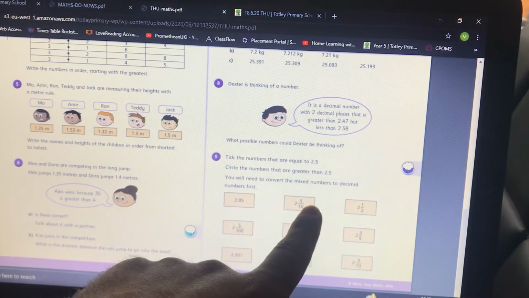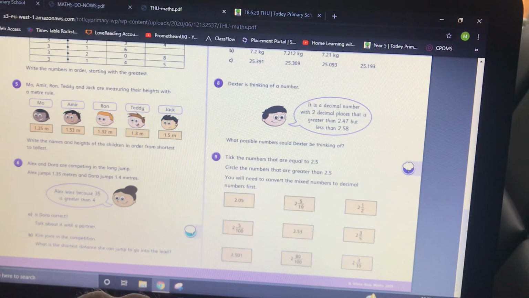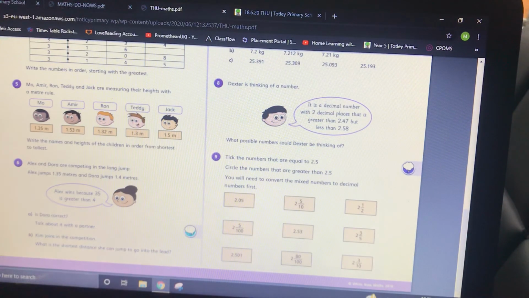You know what 5/10 is as a decimal. You know what that one is as a decimal, and that one, and that one, and that one. Okay, so you should be able to have a look at those. But so convert, like it says, convert them first, and then you should do that one quite quickly. Okay, so good luck with that, guys, and well done.